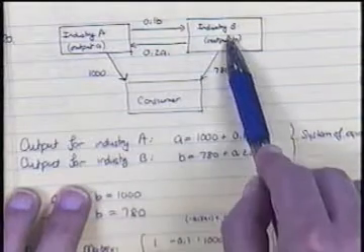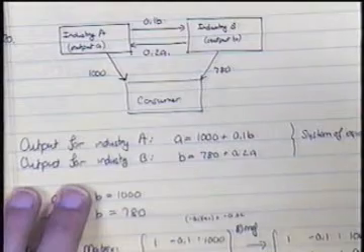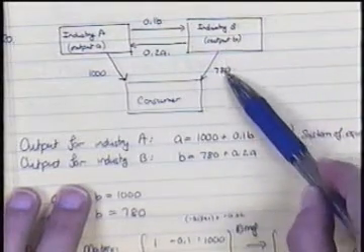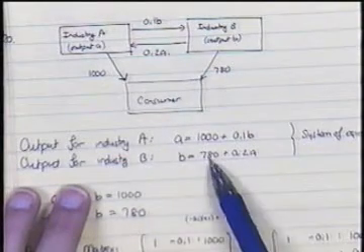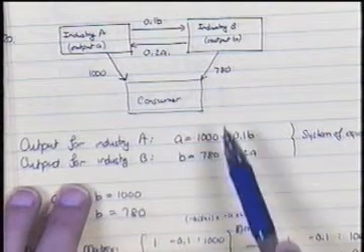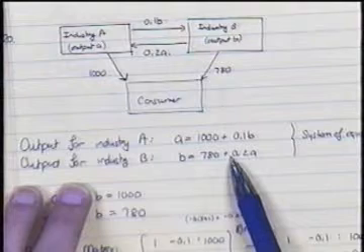And then for industry B, little b is the output, the total amount it puts out. The arrows going out this way are 780 and 0.2a. So 780 plus 0.2a is b. Now you have your system of equations, and now you can go through and do your stuff. Does that make a little bit more sense?